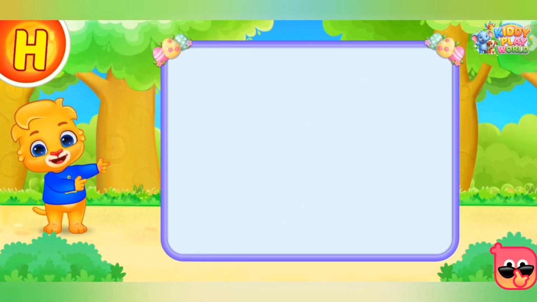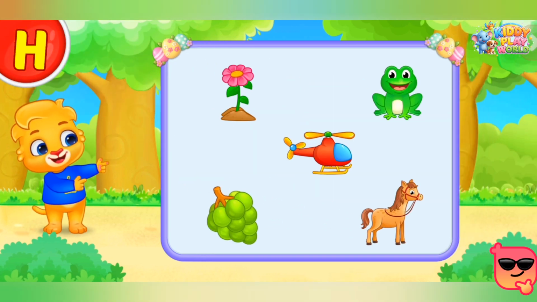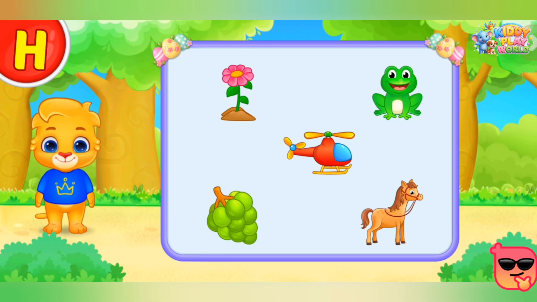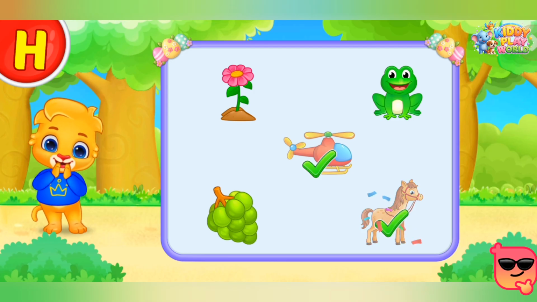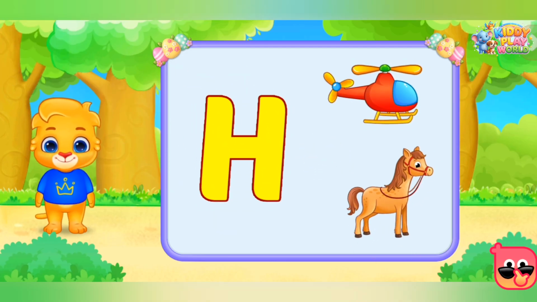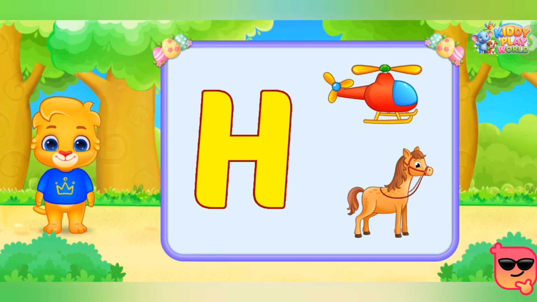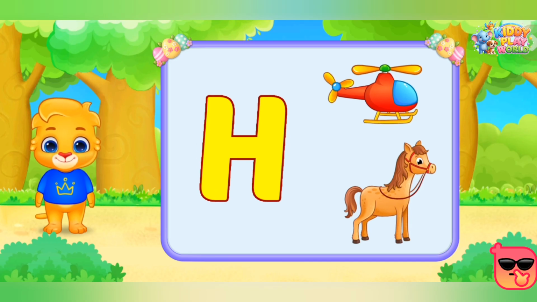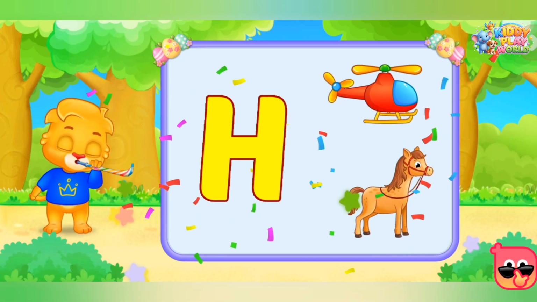Tap the picture that starts with letter H. H is for helicopter. H is for horse. Well done!